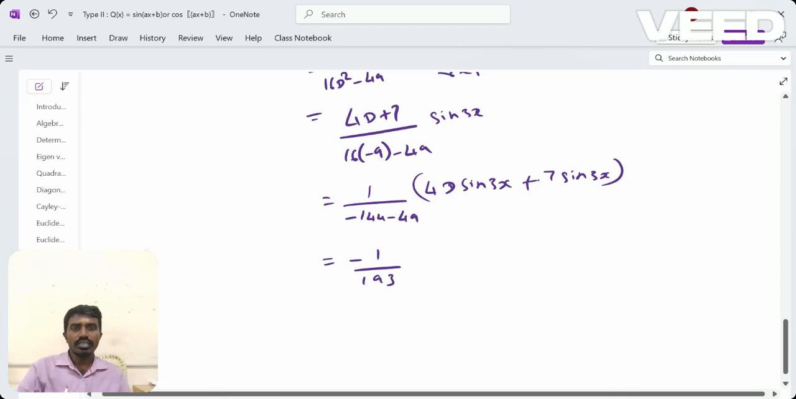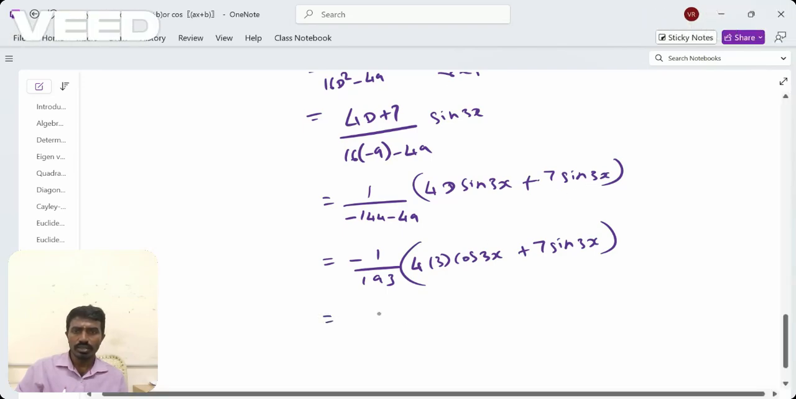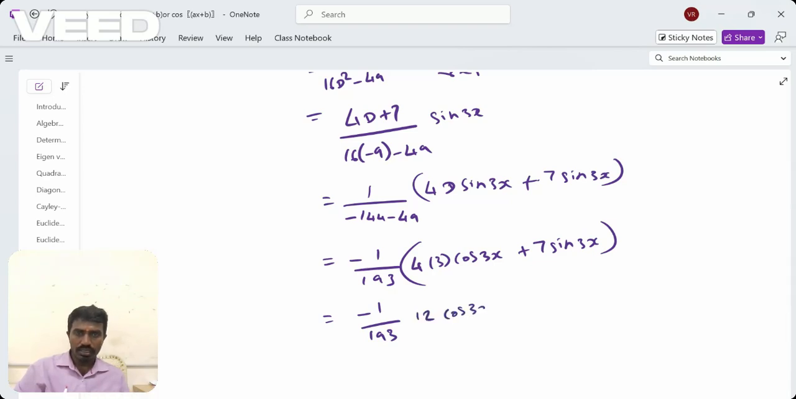D means differentiation with respect to x. So 4 into the differentiation of sine 3x, which is cos 3x into 3. So 4 into 3 cos 3x plus 7 sine 3x. We have D only in the first term, so only the first term we need to differentiate. The second term, we need not do anything. So what you may get is 1 by 193 into 12 cos 3x plus 7 sine 3x. This is the required PI.